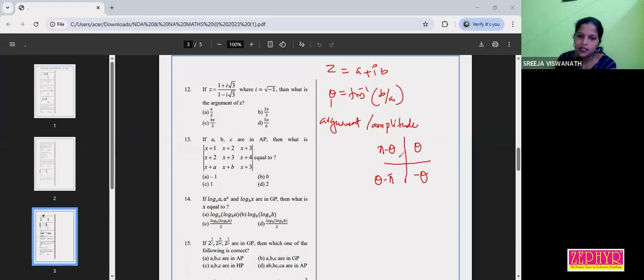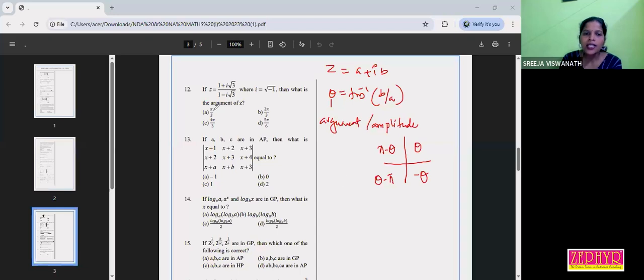I will explain. Just write down. If the complex number lies in the first quadrant, take the angle as theta. Second quadrant, pi minus theta. Third quadrant, theta minus pi. Fourth quadrant, minus theta. Okay.